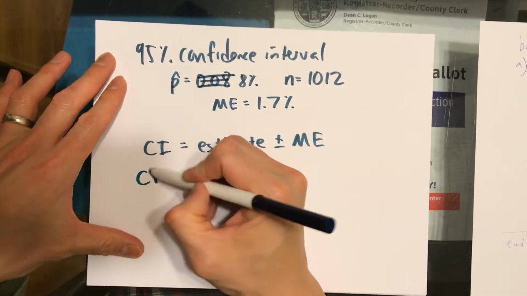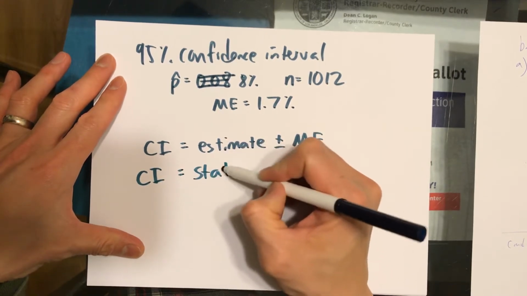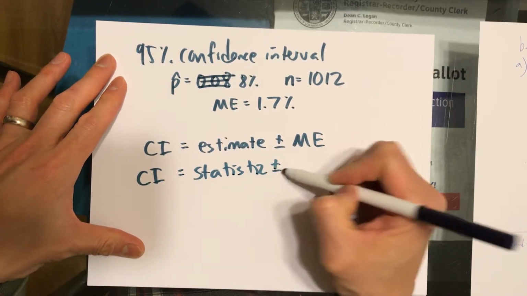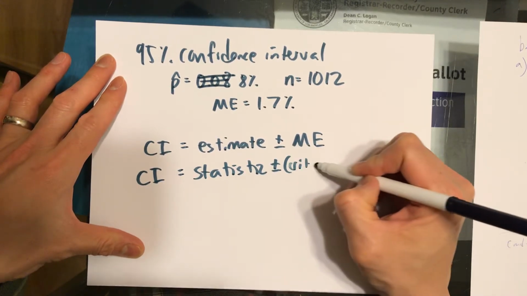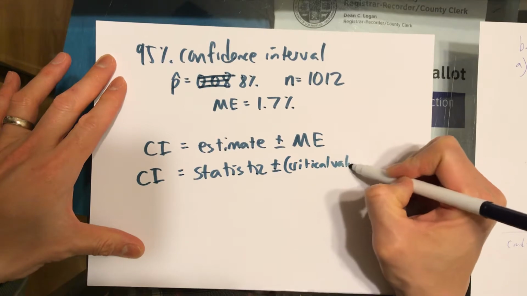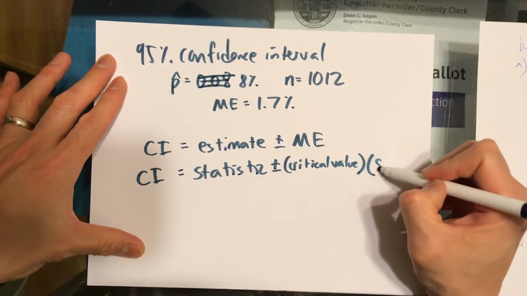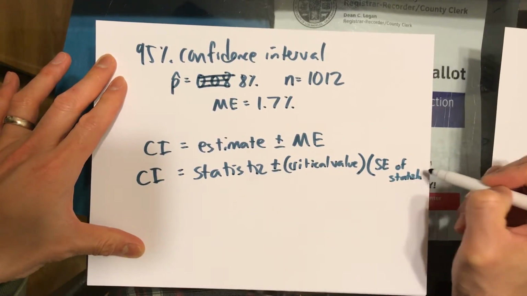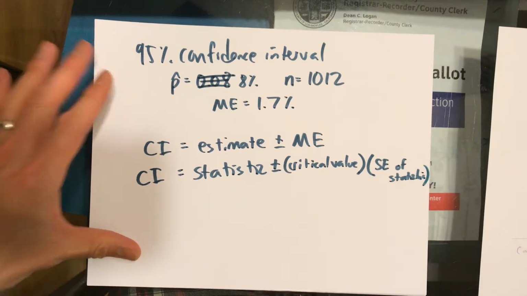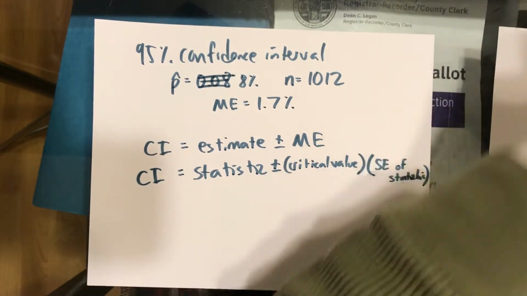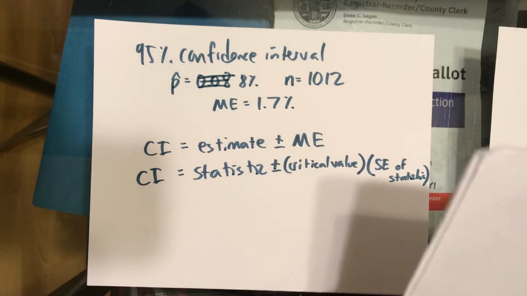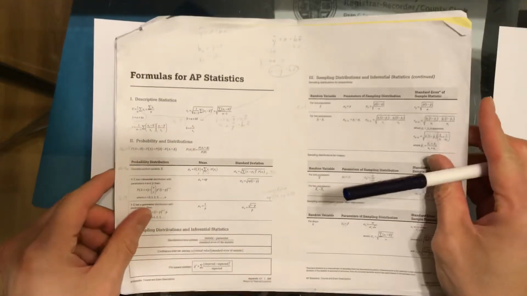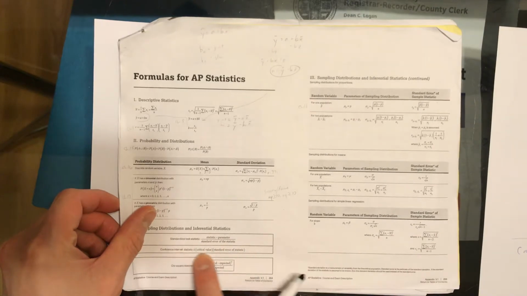The way your formula sheet has it, it says statistic plus or minus the critical value times the standard error of the statistic. I'll show you where that's at in your formula sheet, right on the bottom, right there. So write that down, chapter 19, confidence intervals. And we're going to be dealing with this for the rest of the school year as well.